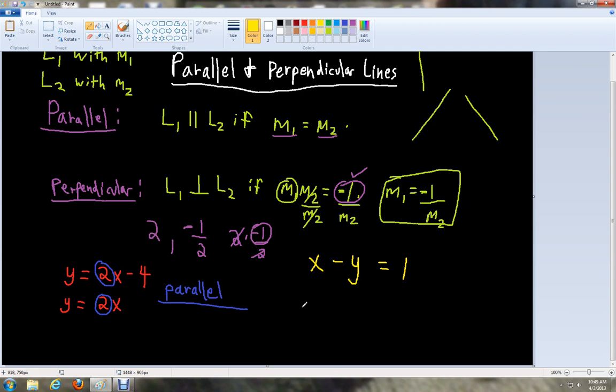And if we have, let's say, x plus y equals 5. Now, in both of these equations, we don't have the y solved for, or y by itself, so we need to solve for y to get in the y equals mx plus b form. So we gotta isolate the variable y.